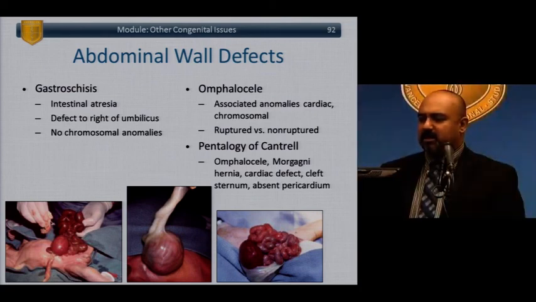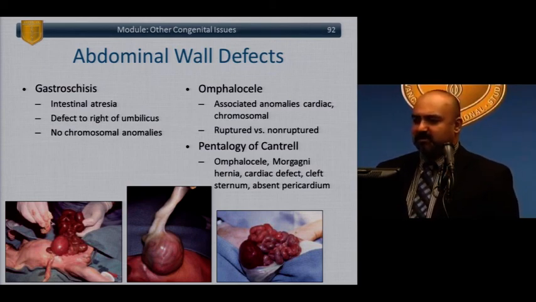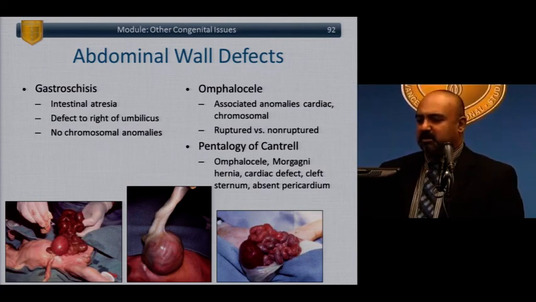Pentalogy of Cantrell is one particular type that's the most severe that we see. You can have an omphalocele, a Morgagni hernia or central hernia of the diaphragm, a cardiac defect or cleft of the sternum. And you may have an absent pericardium, and you may see the heart exposed too.